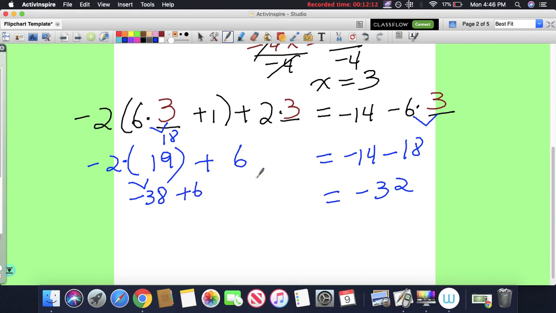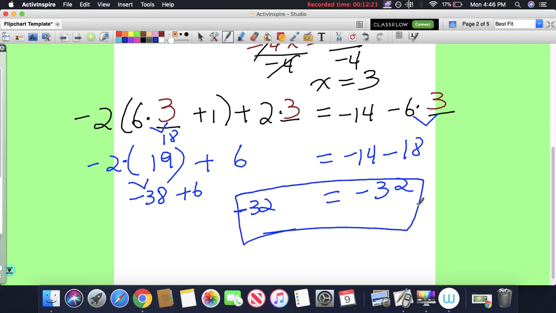Negative 38 plus 6, well, we're adding, right? They're now friends. Who's going to win? The negative numbers. Why? Because they have more. How many more? Negative 32. Look at that. Therefore, all our work is correct. Last question.